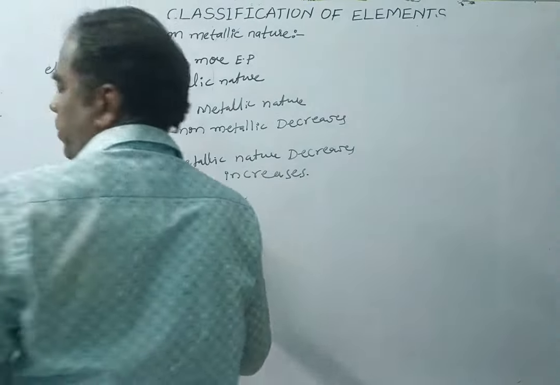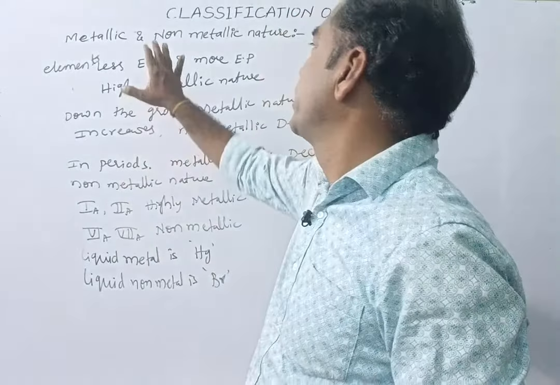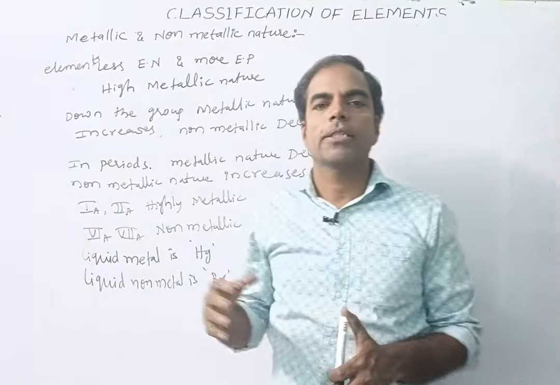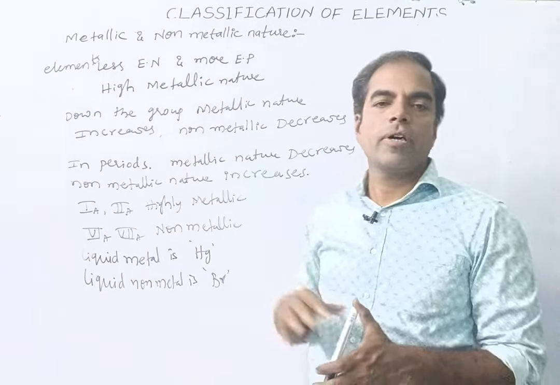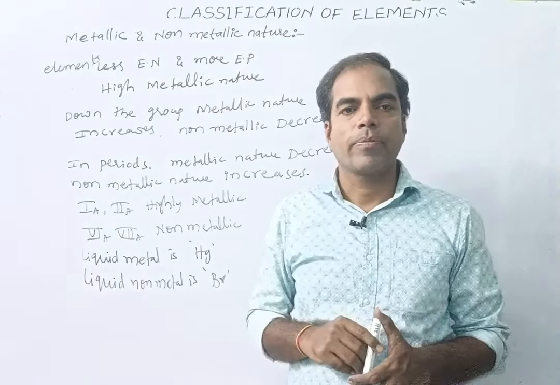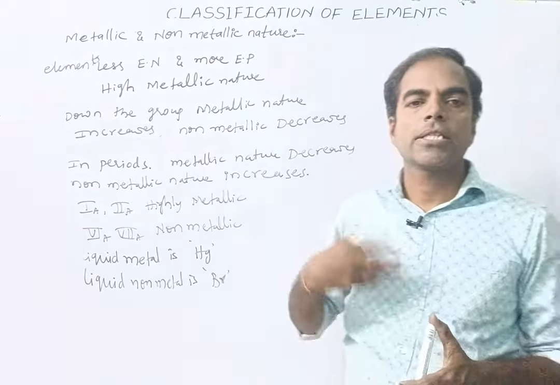So this is about the periodic properties of metallic and non-metallic nature, and the remaining two properties, nature of oxides, diagonal relationship, and valency, we will discuss in the next session.